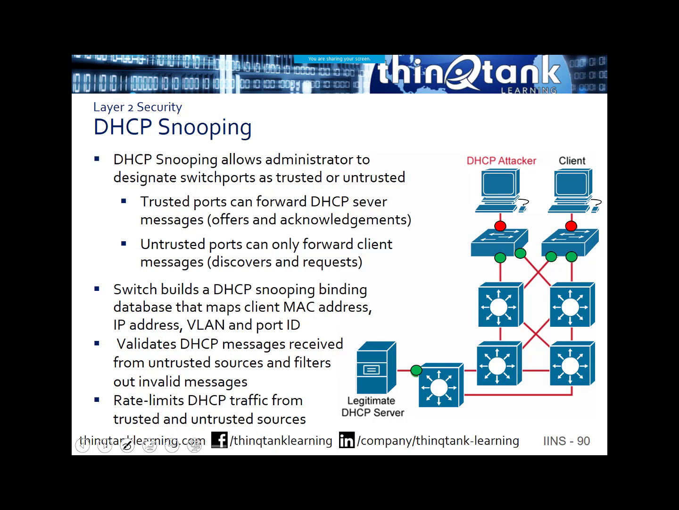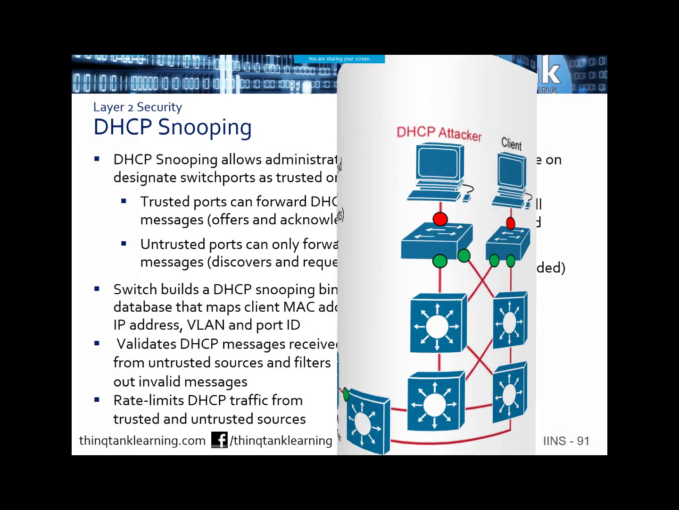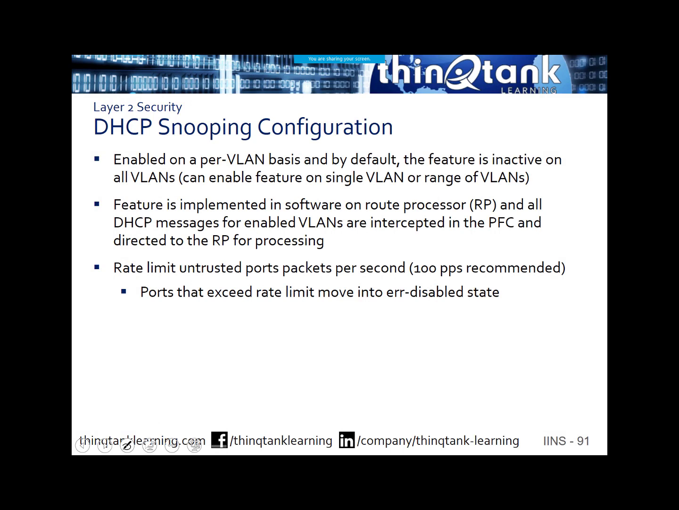All right. How do we configure this? It's actually very simple. It's so simple that you should be running it. All right? This is enabled on a per VLAN basis. So you can choose to enable it on, maybe you don't want to run it on your voice VLAN, but you want to run it on your client VLANs. All right. The feature is implemented in software on something called the route processor. And all DHCP messages for the VLANs are intercepted in the route processor and the PFC, the forwarding engine, and then they're directed to the route processor for processing.